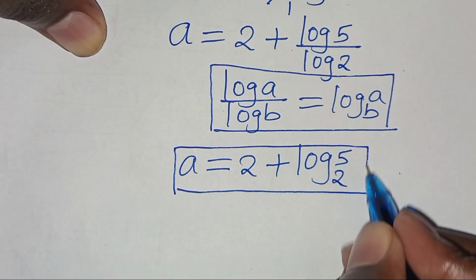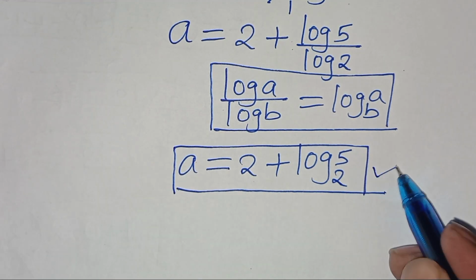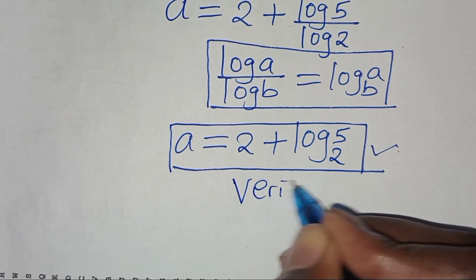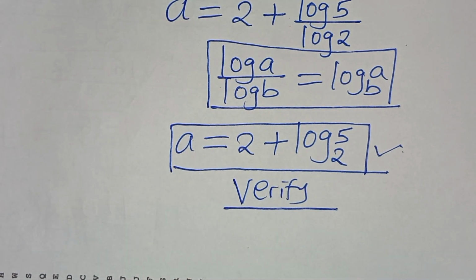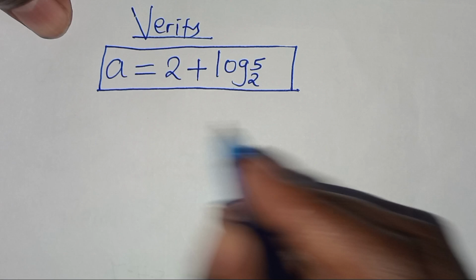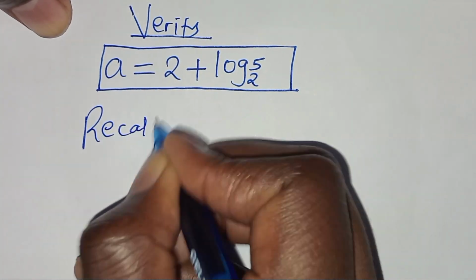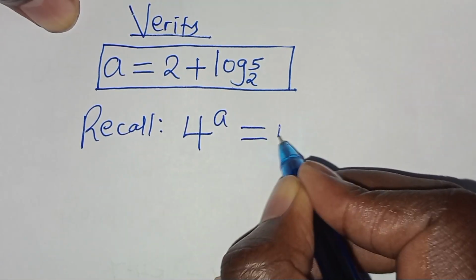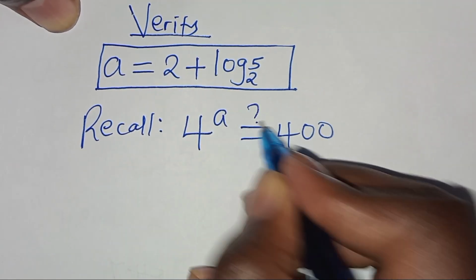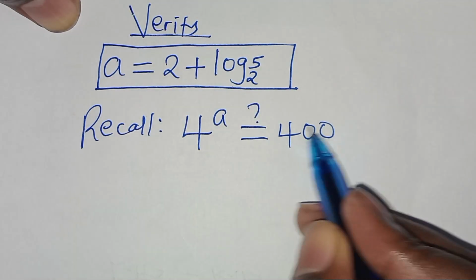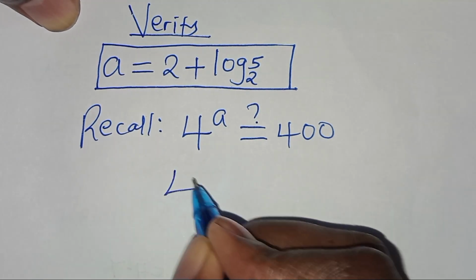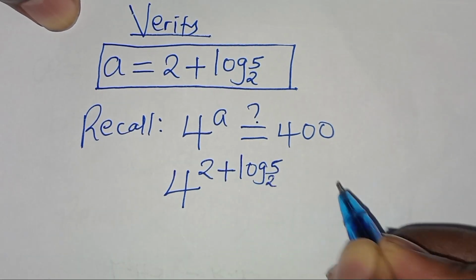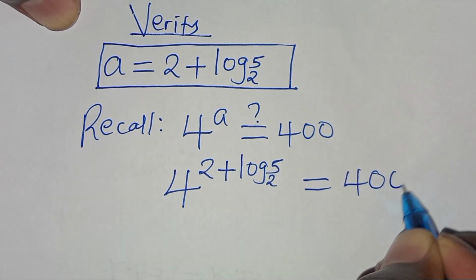So the next step from here is to verify that this value of a satisfies the equation. So let's verify from here. If you recall, we have that 4 to power a is equal to 400. So this should give us a value of 400. Let's substitute a. So we have 4 to power 2 plus log 5 to base 2. This is supposed to give us a value of 400.